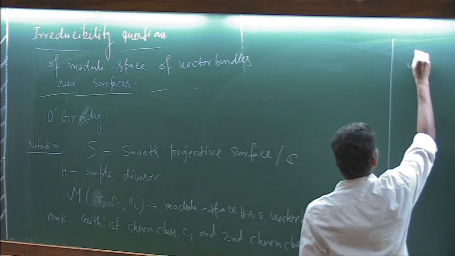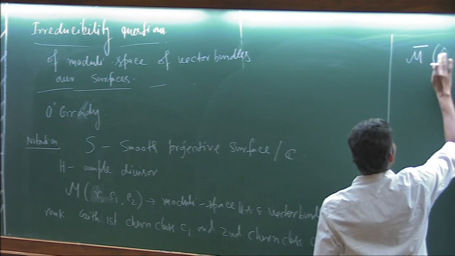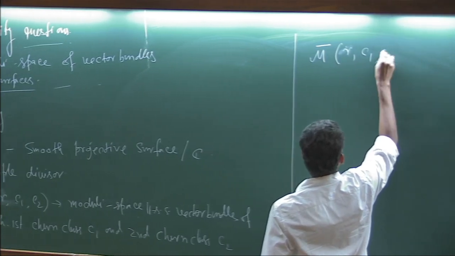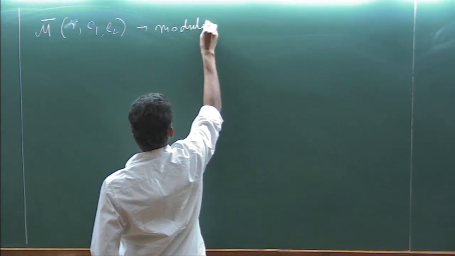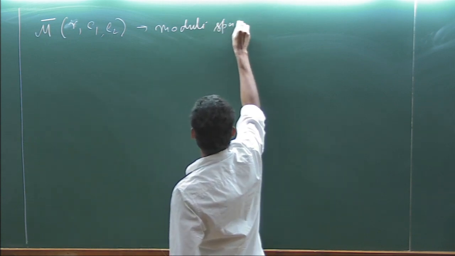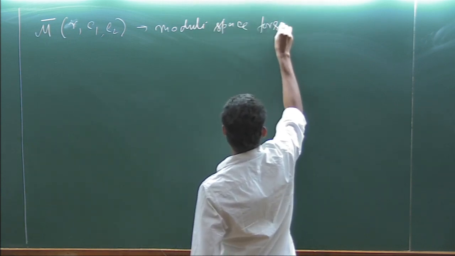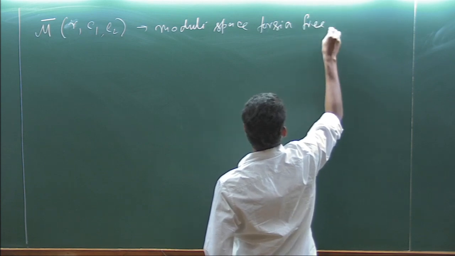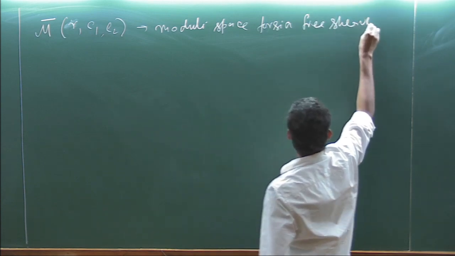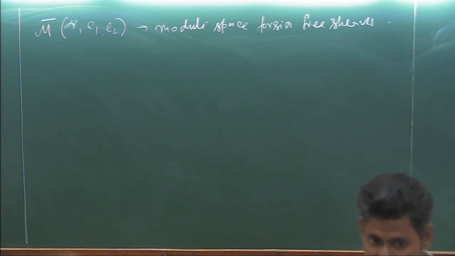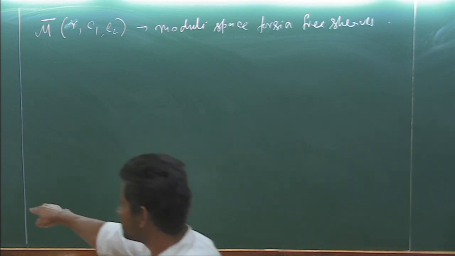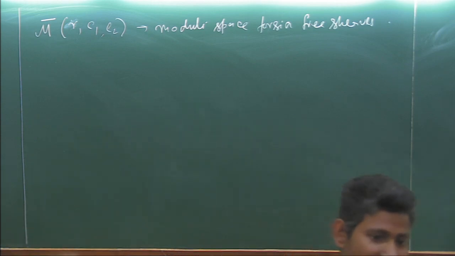And I denote by M-bar(r, c1, c2) the moduli space of torsion free sheaves. Is H semi-stable in the mu sense? No, H is the ample bundle that we are fixing, and it is Gieseker semi-stable.